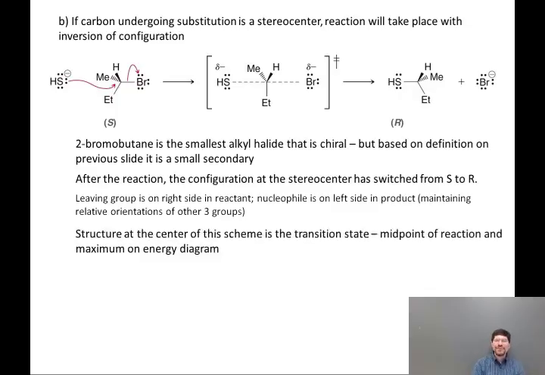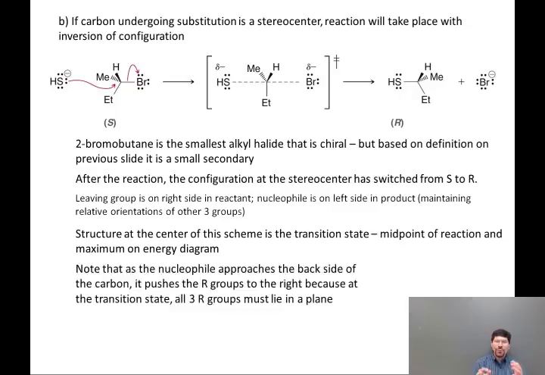Okay, the structure at the center of this scheme is the transition state, the midpoint of the reaction, and also the maximum on the energy diagram. Think back to the lesson on energy diagrams. What you should note about this is as the nucleophile approaches the backside of the carbon, it pushes those 3 R groups to the right, so that at the transition state, they are all lying in a plane. And then finally, as that SH comes in further, it pushes those 3 groups over to the right to restore tetrahedral geometry in the product.